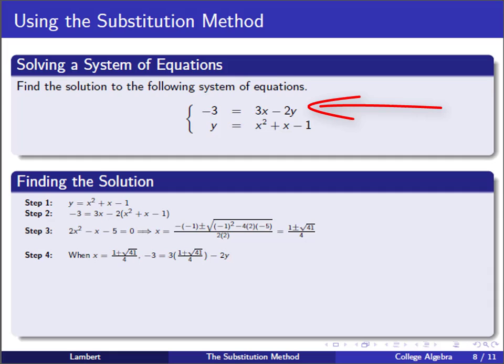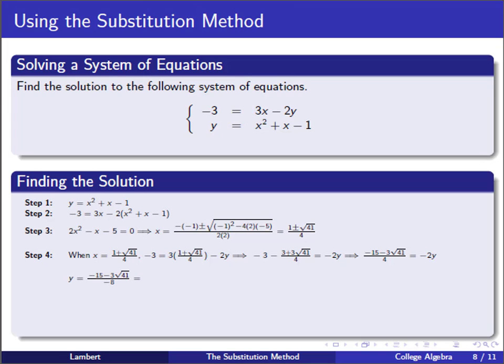So we get negative 3 equals 3 times that quantity, 1 plus square root of 41 over 4, minus 2y. A little bit of simplifying here. If you multiply that 3 up on top and move it over to the left hand side, now we're about ready to solve for y. We just need to combine that negative 3 into that fraction. So negative 3 is the same as negative 12 over 4. Remember to distribute that minus sign, and then we get negative 15 minus 3 times the square root of 41 all over 4 equals negative 2y.